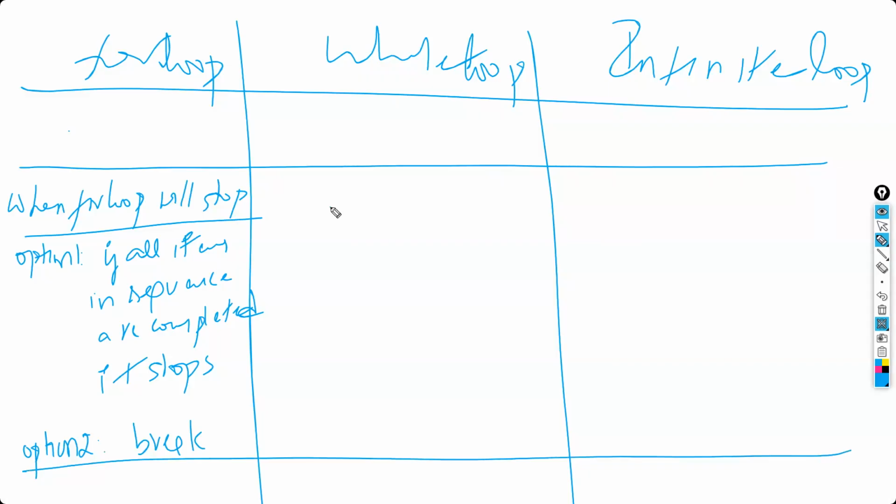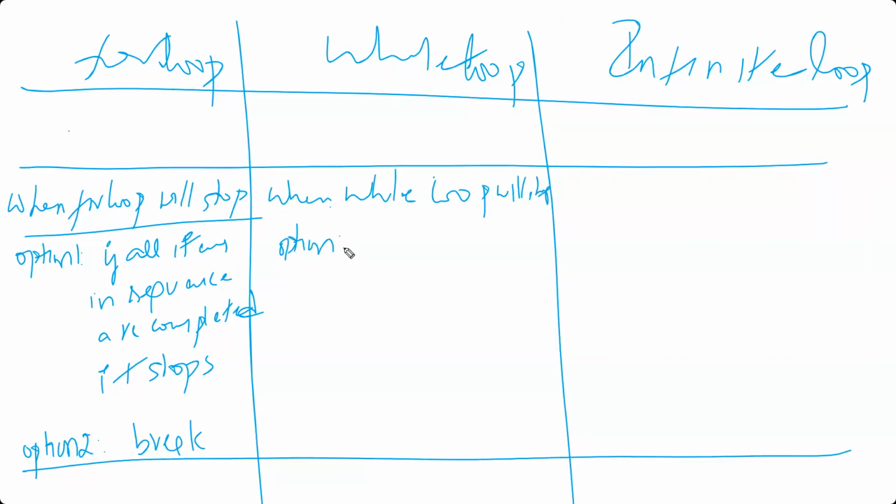Okay. Now, when will the while loop stop? Option 1. If the condition fails. For while, you are going to write one condition now. If the while condition fails, it stops.